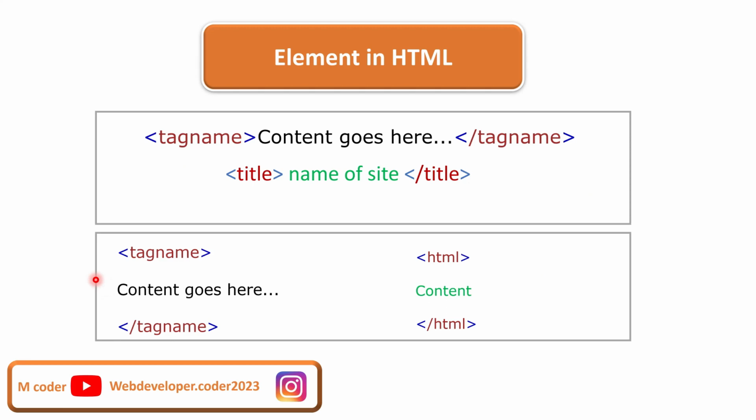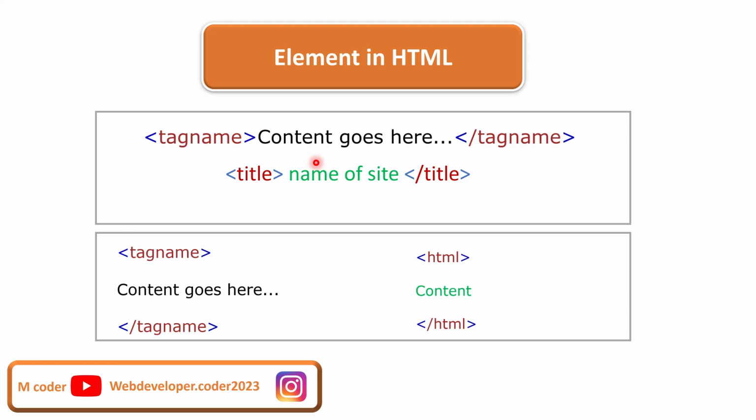Let's check another concept in HTML together. Element in HTML. What do we call an element? An HTML element is defined by a start tag, some content, and an end tag. The HTML element is everything from the start tag to the end tag. If we put content in the middle of two open and closing tags, we call it an HTML element.